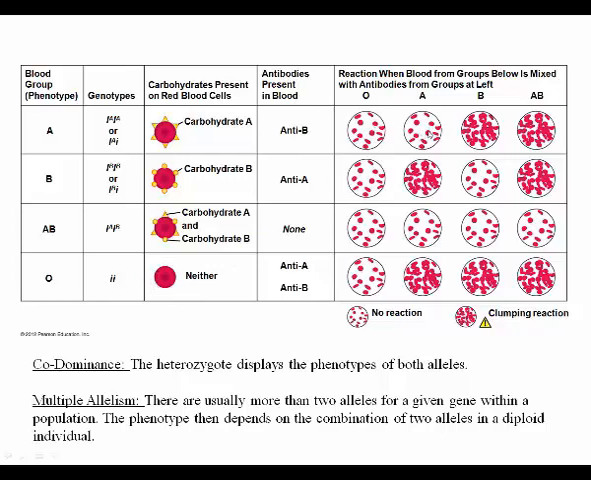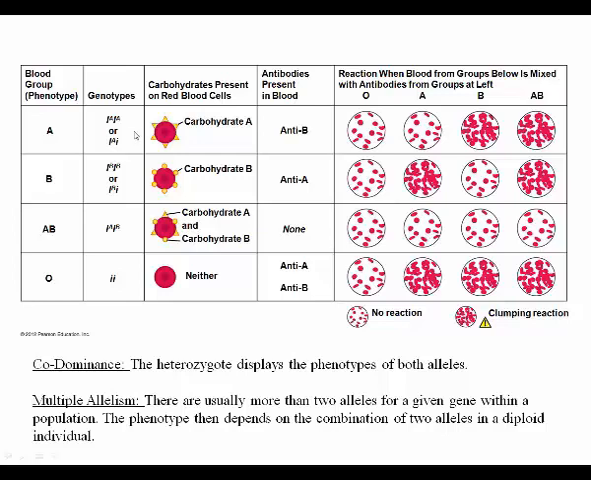And so as an A individual, I can take either A or O blood. A B individual can take O or B. And then an AB individual who is heterozygous for A and B can take all types of blood because there are no antibodies made against any carbohydrates. If there were, this individual would attack their own blood cells, and so there are no antibodies produced.